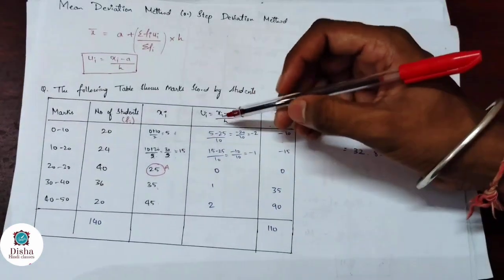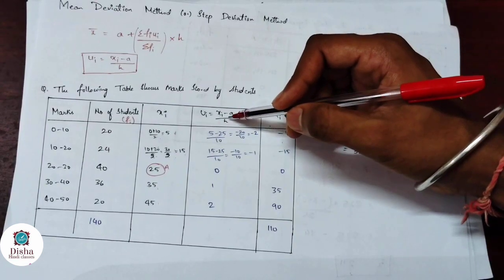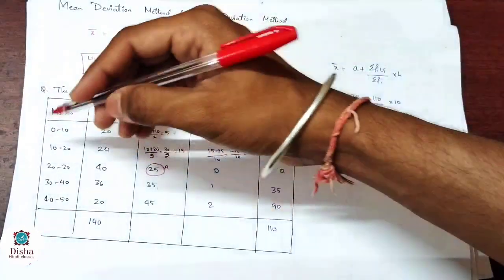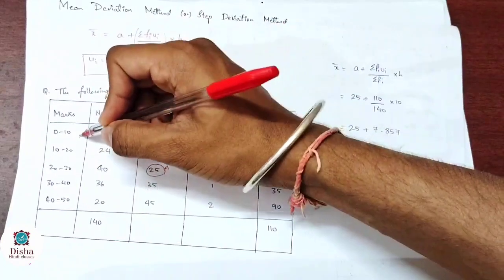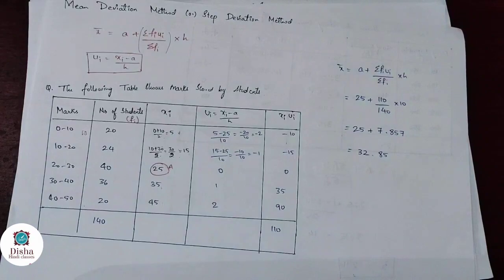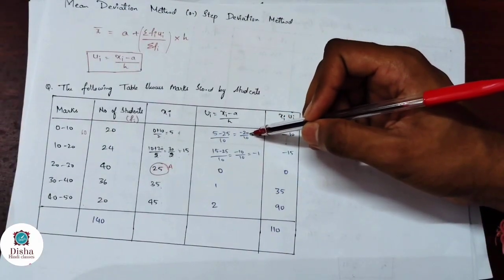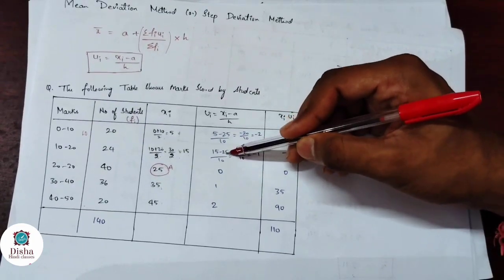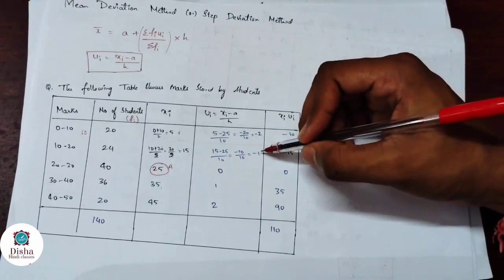Now for ui, we have xi minus a, the mid value minus the assumed mean, divided by h, that is the height of the class interval. Here the height is the difference between the upper limit and the lower limit, which is 10. So 5 minus 25 divided by 10: 5 minus 25 equals minus 20, divided by 10 equals minus 2. 15 minus 25 divided by 10 is minus 10 divided by 10, which is minus 1.